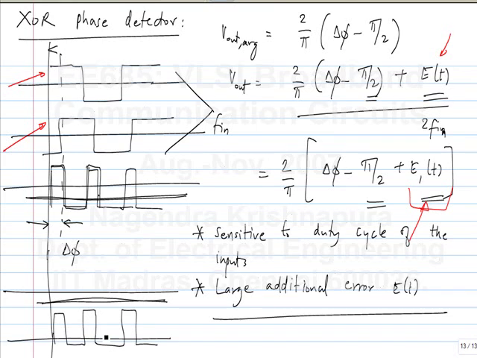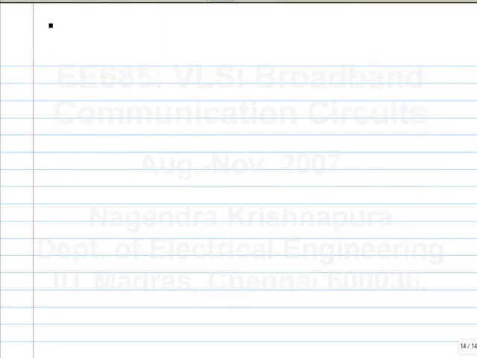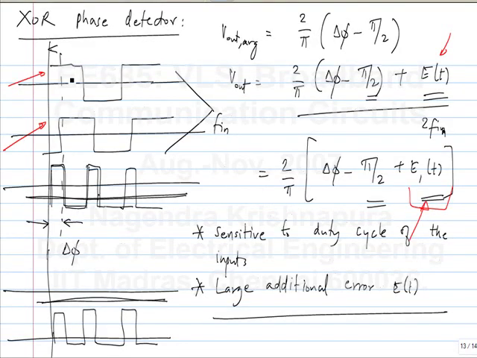What about if it's not an integer multiple? Average will be 0, right? See, the XOR detector is nothing but a multiplier, right? So in this case, if you look at these two, it gives you a 1 when the outputs are unlike, and it gives you minus 1 when the outputs are the same sign. So the actual law governing this is minus V1 times V2.